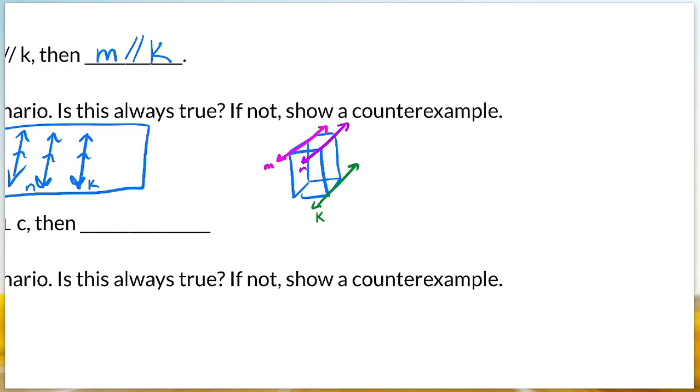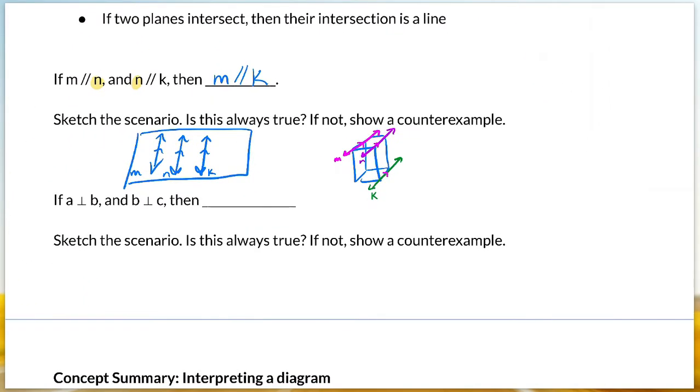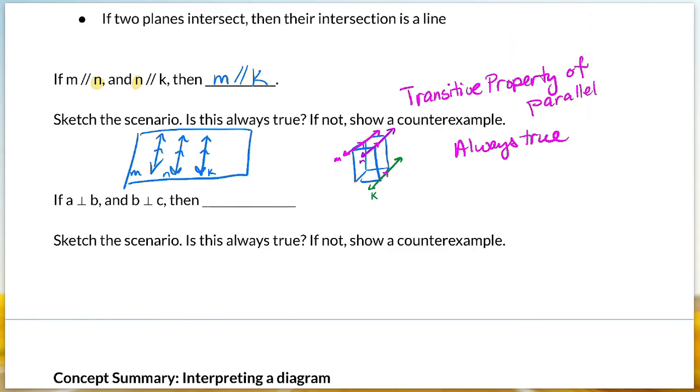And if they are parallel, then we can also conclude here, we can look at M and K and see that they are also parallel. They're just sort of diagonal from each other in this image, but we could draw a plane that's connecting those 2 edges, and those lines are parallel to each other. So this works in 2D and in 3D. And so this is always true. Like I said before, this is called the transitive property of parallel lines.